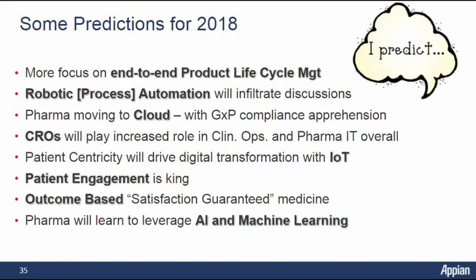I will take a couple of predictions for 2018, and I will say that we will definitely see more end-to-end product lifecycle management. As companies, we will now look at not just what each silo needs to do, but cut across the silos. We're going to look at an overall product variation scenario. What does it take to include in my portfolio new dosage forms, new strengths, etc.? Robotic process automation will infiltrate much of our discussions. Pharma will move to the cloud with GXP compliant understanding and solutions that permit you to leverage capabilities in the cloud while staying compliant.